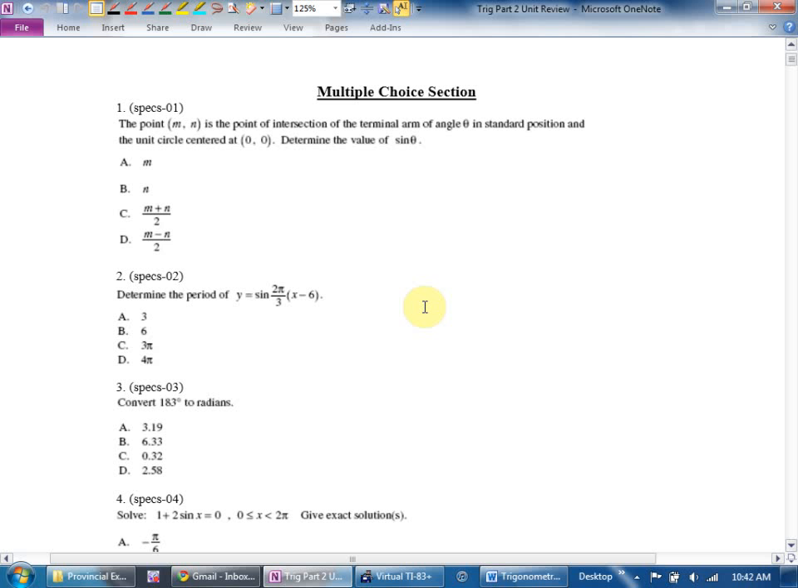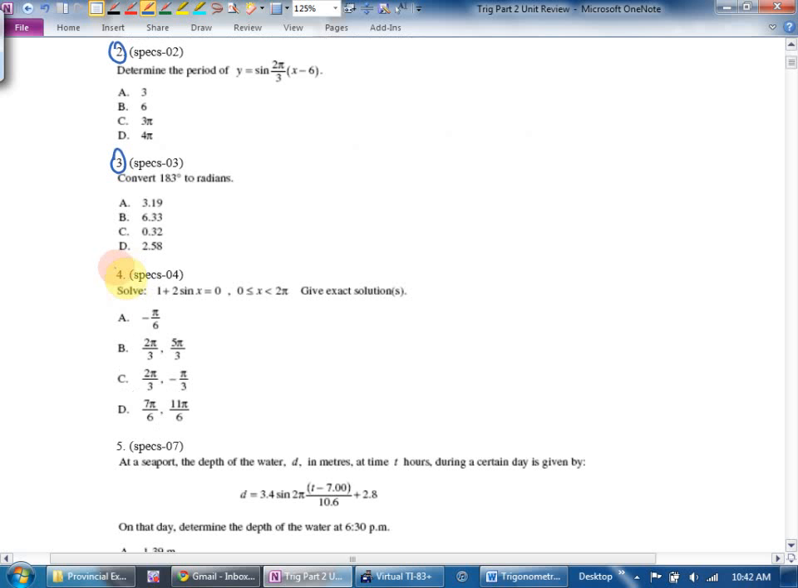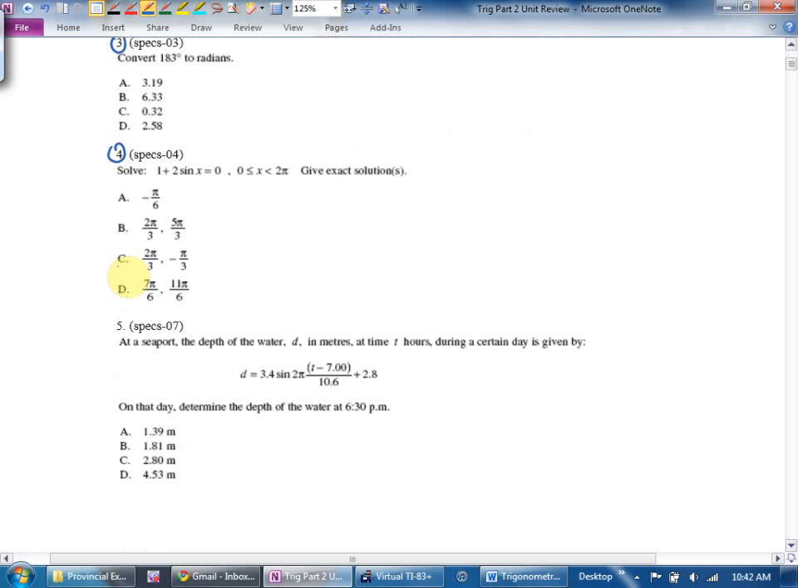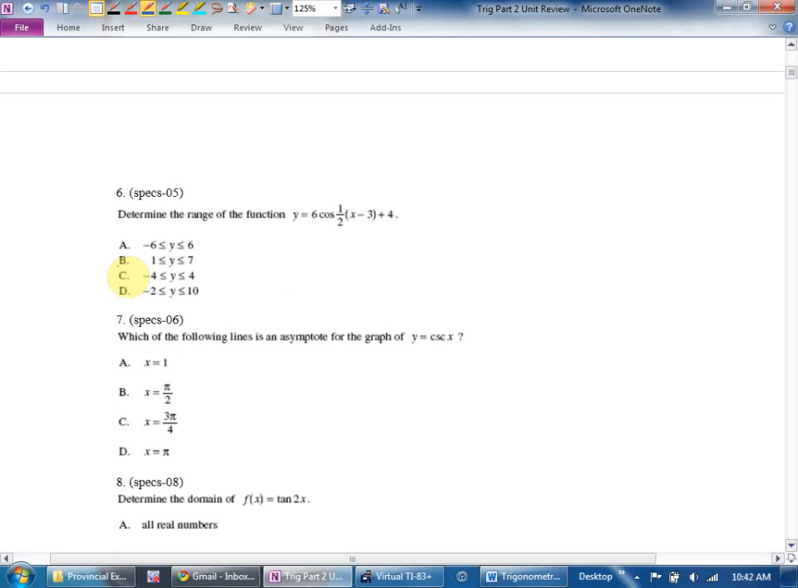2 is good. 3 is good. 4 is good. 5 will be good, but not yet. I haven't done that lesson, so we'll leave it blank for now. We'll come back and circle it later. 6 is good. Hey, Mr. Dueck, we did graphs last test. How come you're giving us graphing questions? Because we're going to be doing applications of graphs this test, which means this is great review for that.